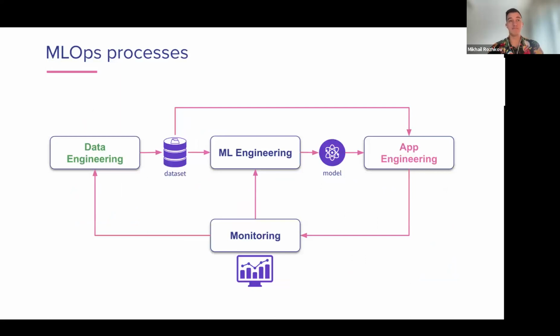Anyway, in most use cases in machine learning and AI development, we have four main processes that we should care about: data engineering, machine learning engineering, application or inference engineering, and monitoring. No matter what kind of machine learning application you have, batch scoring for banking, telecom or retail, or computer vision, or NLP, or generative AI, it doesn't matter actually.